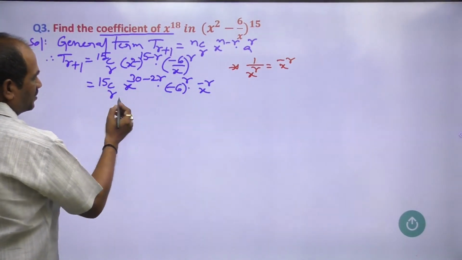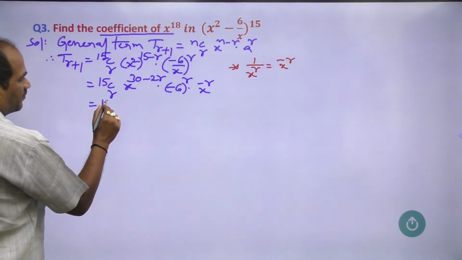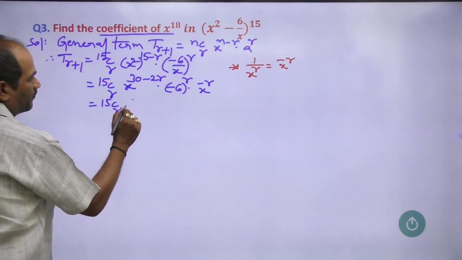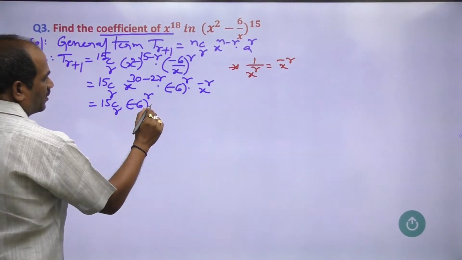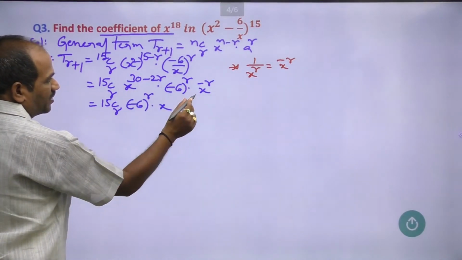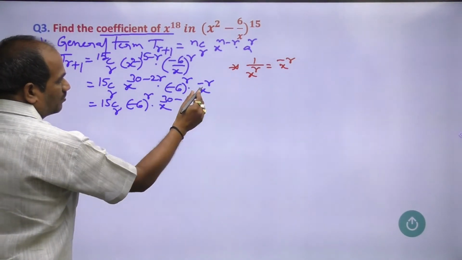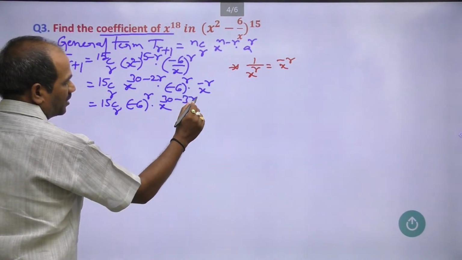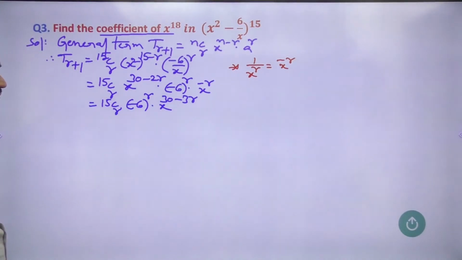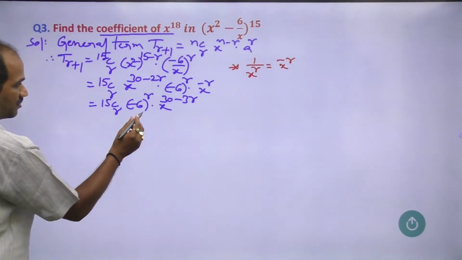Adding powers here. So that is equal to 15Cr into (−6)^r into the next one, x power. See here, the bases are equal here, adding powers, so that is 30 minus 2r minus r, which is equal to minus 3r. Okay, minus 3r.